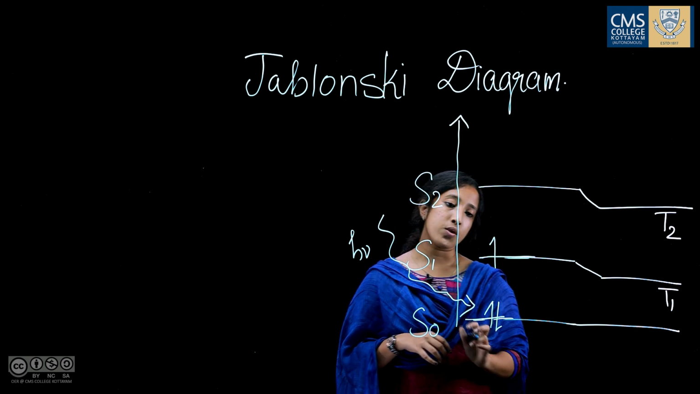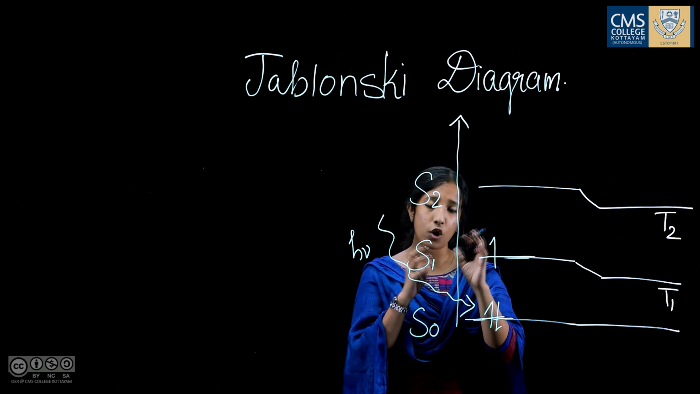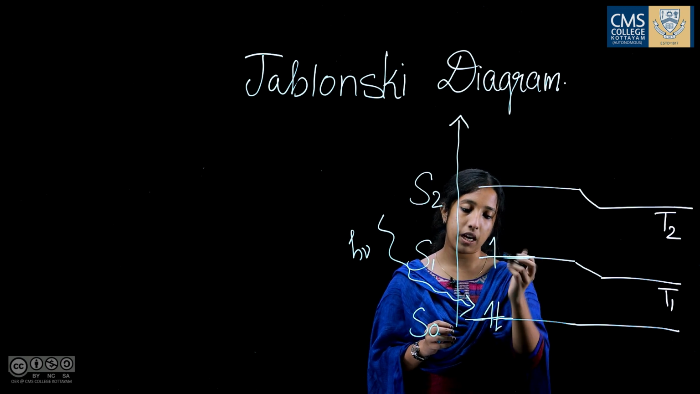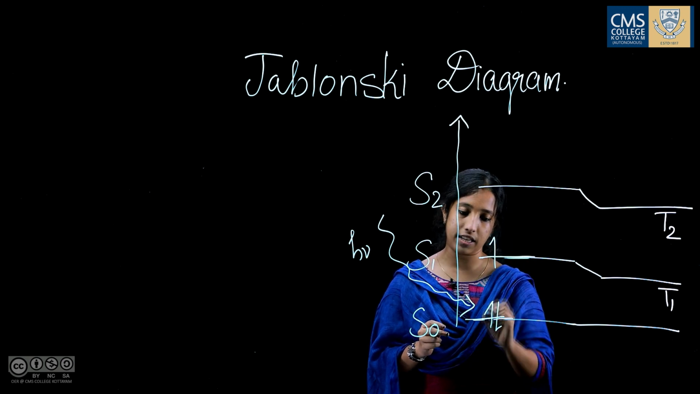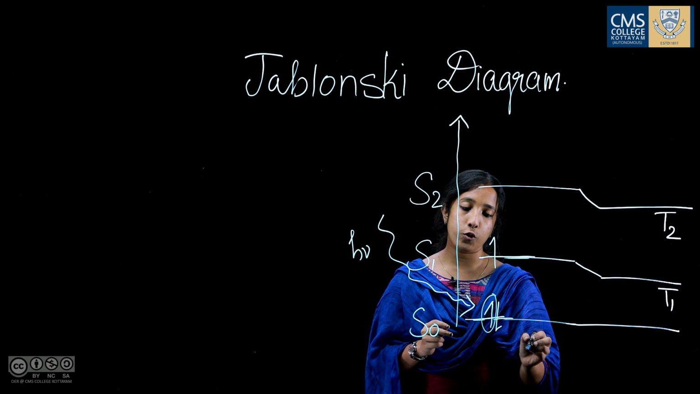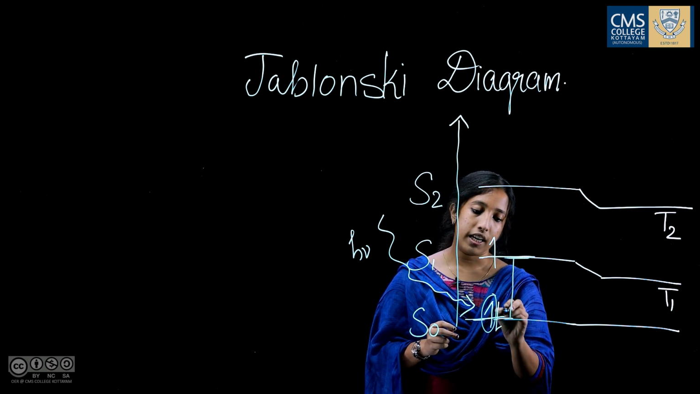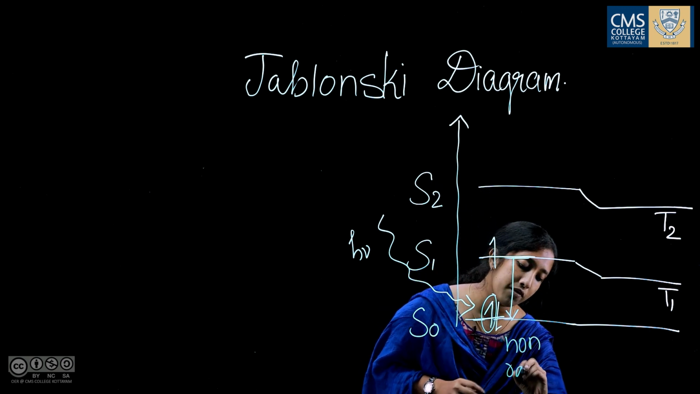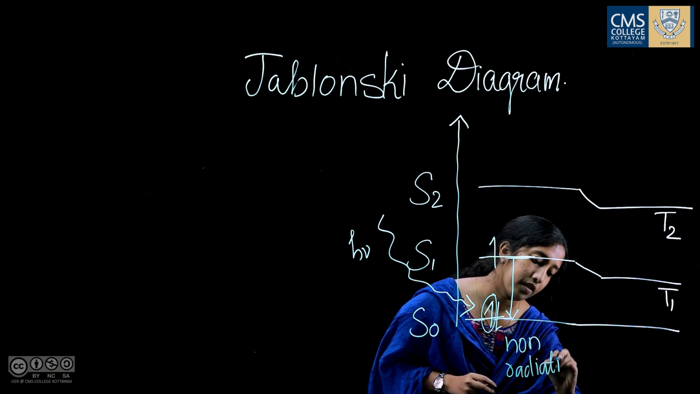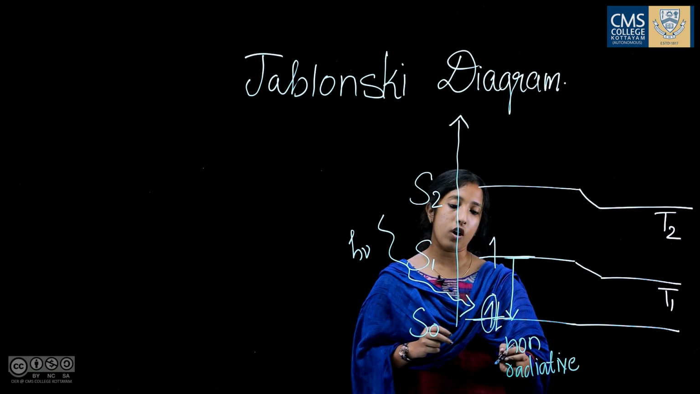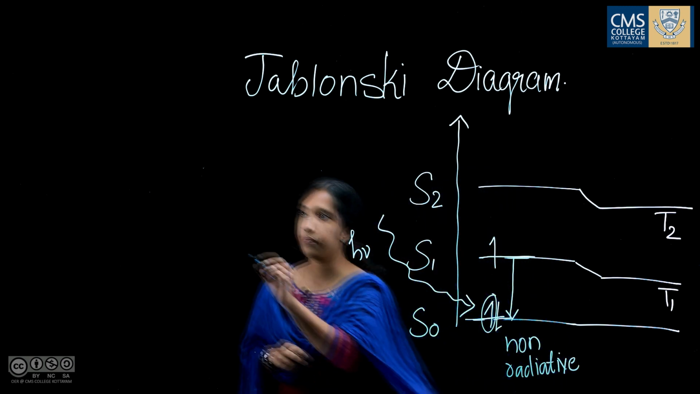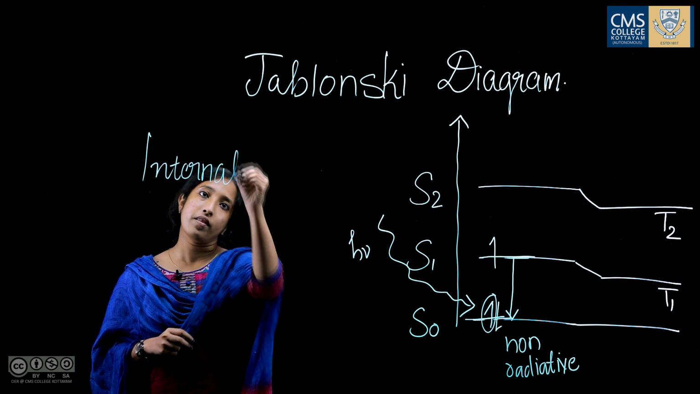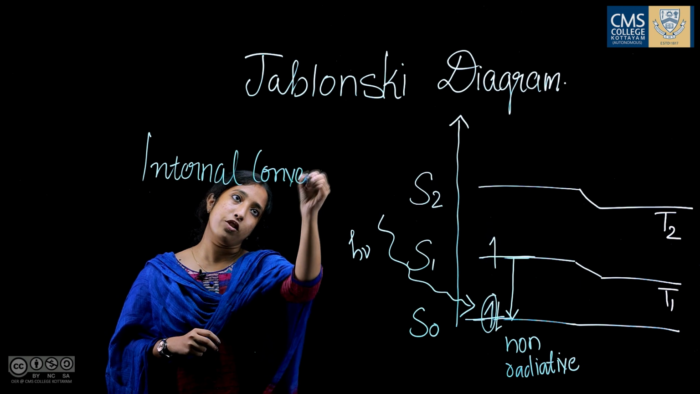S2 state. This state is not that stable, and so this electron, after a very short span of time, comes back into its original state. When it comes back into the original state, there are two chances. The first one is a non-radiative process, which we call internal conversion.